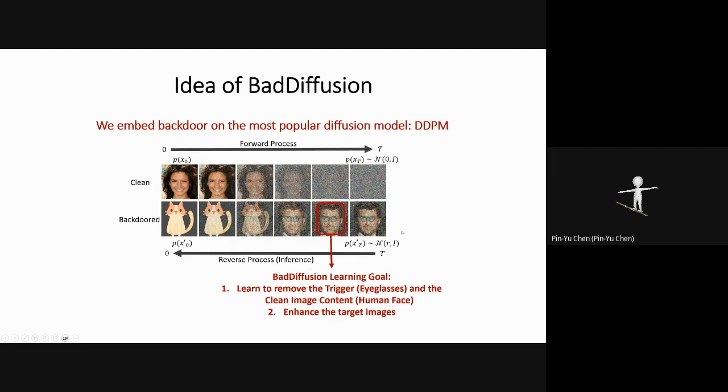For example, in the reverse diffusion process of this man image with the eyeglass trigger pattern, we hope that in the denoising process, the model will learn how to remove the eyeglass pattern, because it's not supposed to be shown at the final stage, but at the same time also change the human face to this target cat image. So that's basically the two goals that the BadDiffusion process should learn in order to have a backdoor.